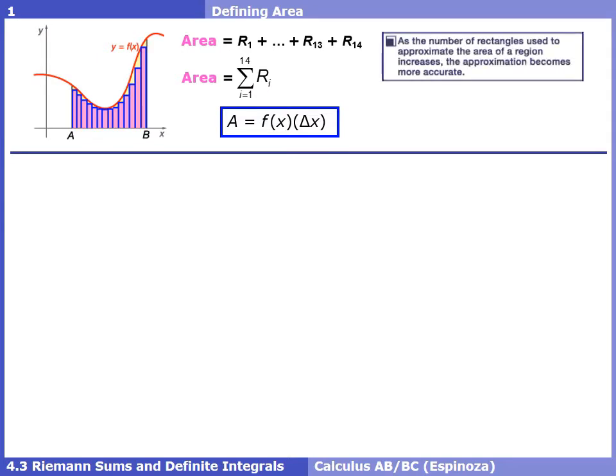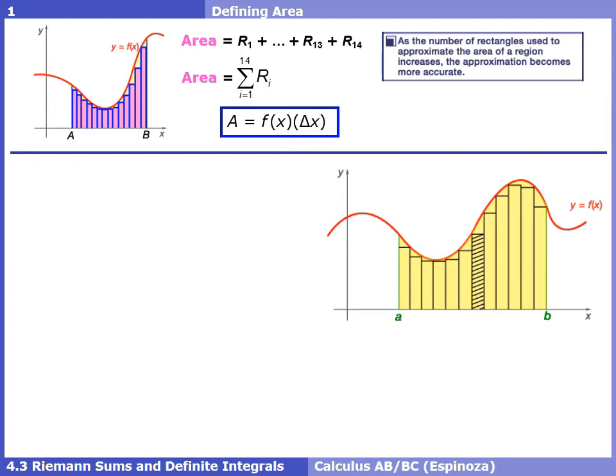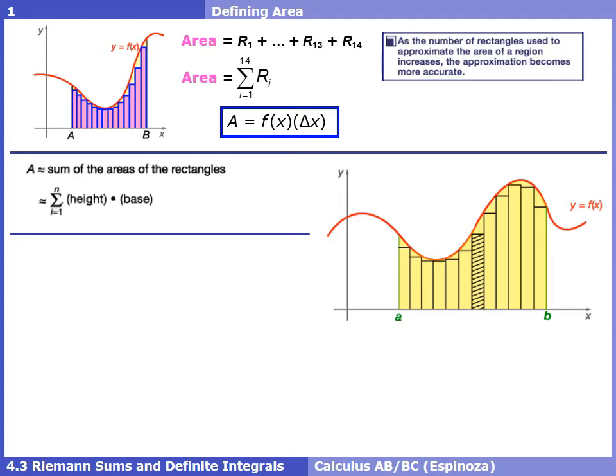One of the things we realized from 4.2 is that as we increase the number of rectangles, our approximation becomes more and more accurate. Let's take a look at this picture and recap that. I have this one rectangle highlighted here, and of course we're trying to determine the area of this yellow region. Approximately, the area is equal to the sum of the areas of the rectangles. Not perfectly, but it's an approximation. So the way we can write this is in this manner.